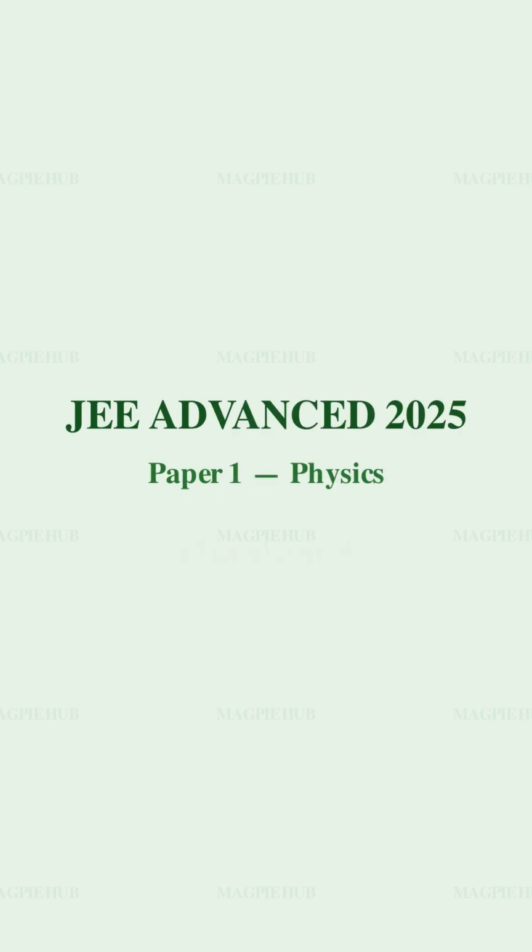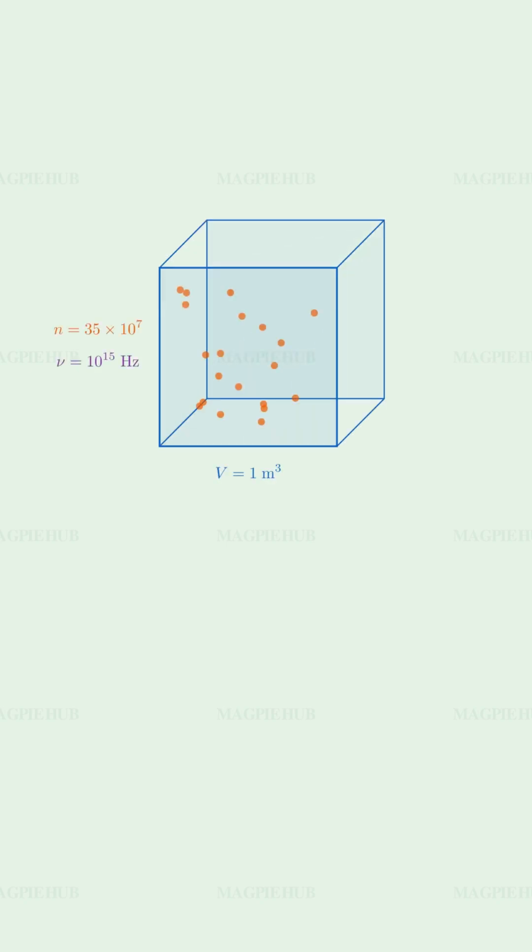JEE Advanced 2025, Paper 1 Physics, Question 9. Let us visualize the setup. We have a cube of unit volume, that is 1 cubic meter, containing 35 times 10 to the power 7 photons. Each photon has a frequency of 10 to the power 15 Hz. All this photon energy is treated as the average energy density of an electromagnetic wave in the same volume. We need to find the amplitude of the magnetic field.